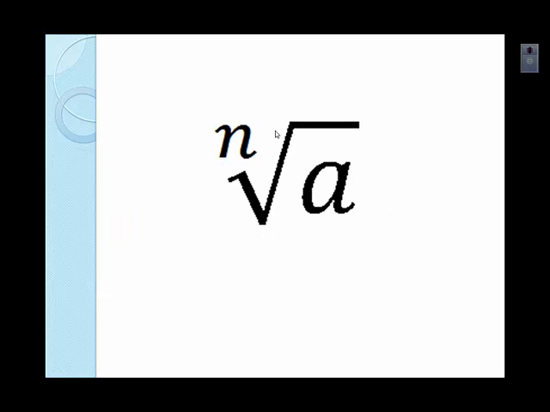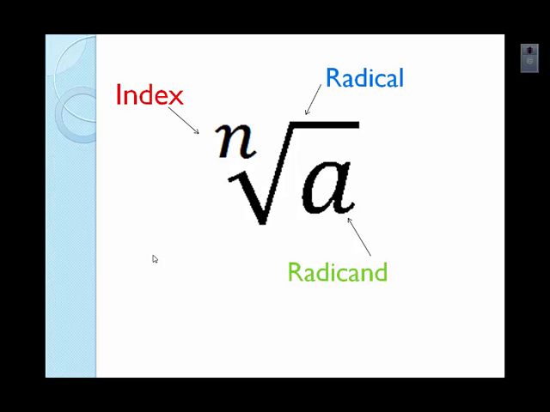The big square root or cube root symbol, as you saw in the previous slide, is actually called a radical. The reason we don't want to say square root or cube root is because it could change. It could be a fourth root, it could be a fifth root. The number underneath the radical is called a radicand. And this n up here is called the index. So if we're working with a cube root, the index is a 3. If we're working with a fourth root, the index is a 4.